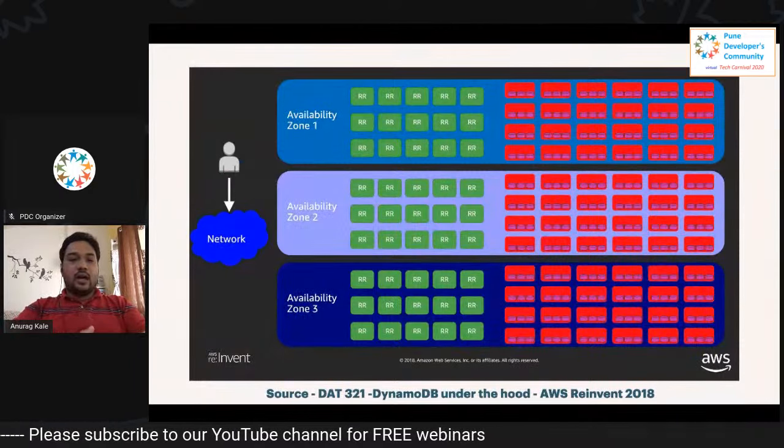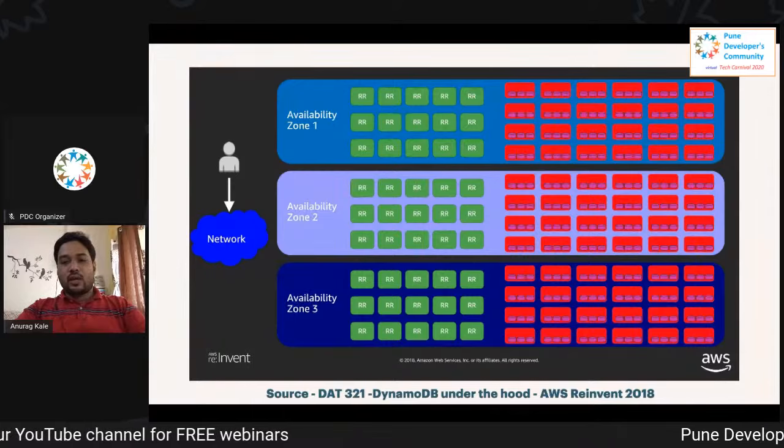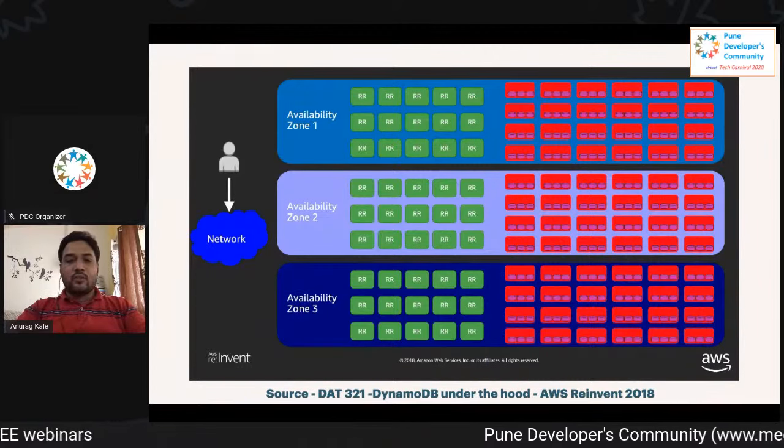So let's look at the architecture. As you know, there is this concept of availability zone.